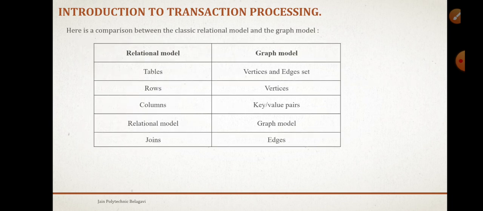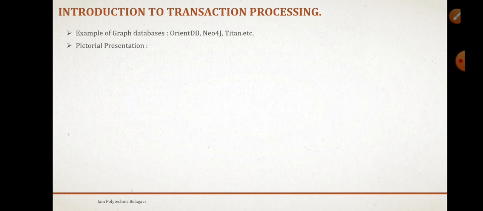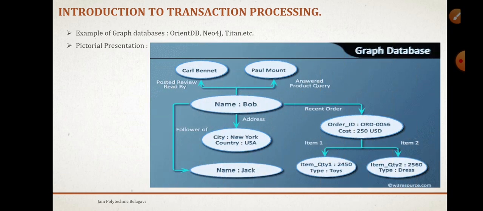Here is a comparison between the classic relational model and the graph model. In the classic relational model: tables, rows, columns, and joins. In the graph model: vertices and edge sets, vertices as key value pairs, and the edges. So these are the two different models. Examples of graph databases: OrientDB, Neo4j, Titan, etc.